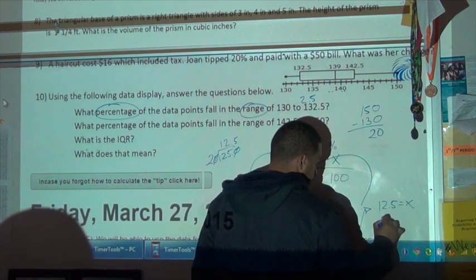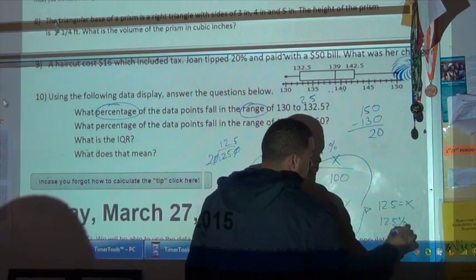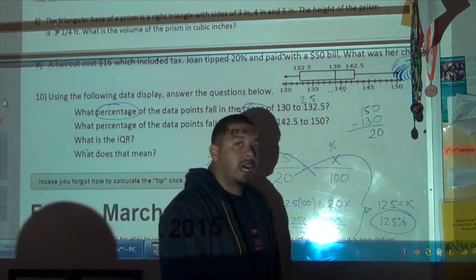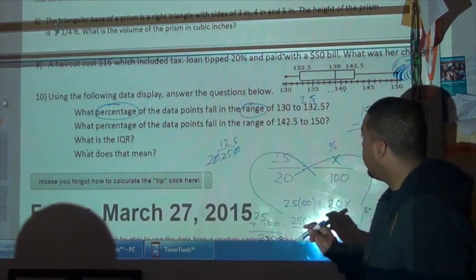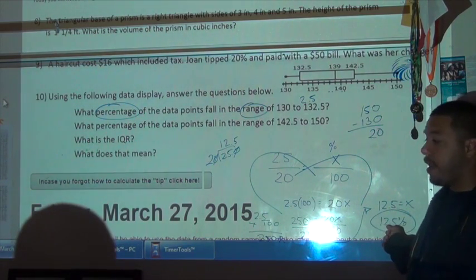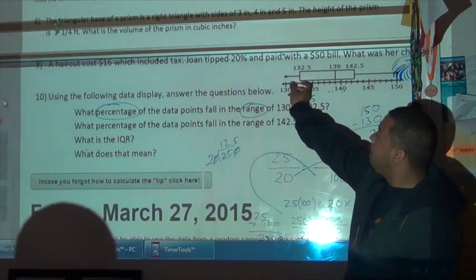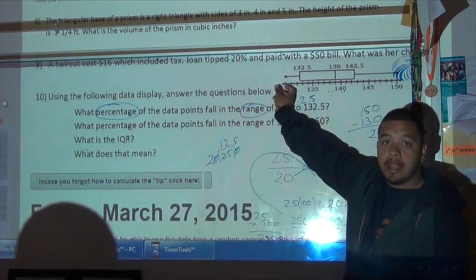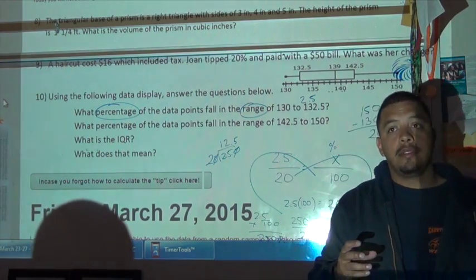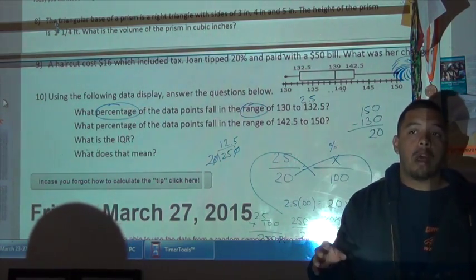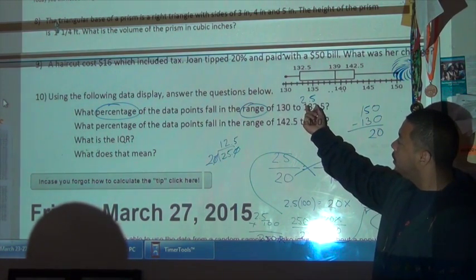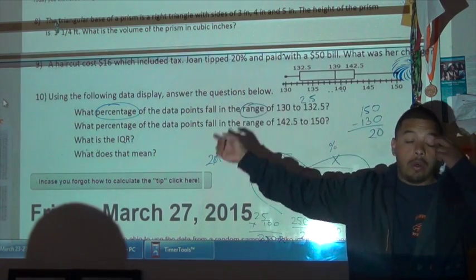was X, so I know that my data points only fall within 12% of the whole thing. Okay? Now notice, and I'm going to refer back to the box plot. Notice that if 12.5 was my answer, it only represents a little section of the whole thing. And that is the biggest, I guess, visual understanding of the problem that I can give you. My answer only represents that these data points only fall within a small section of the whole entire thing.